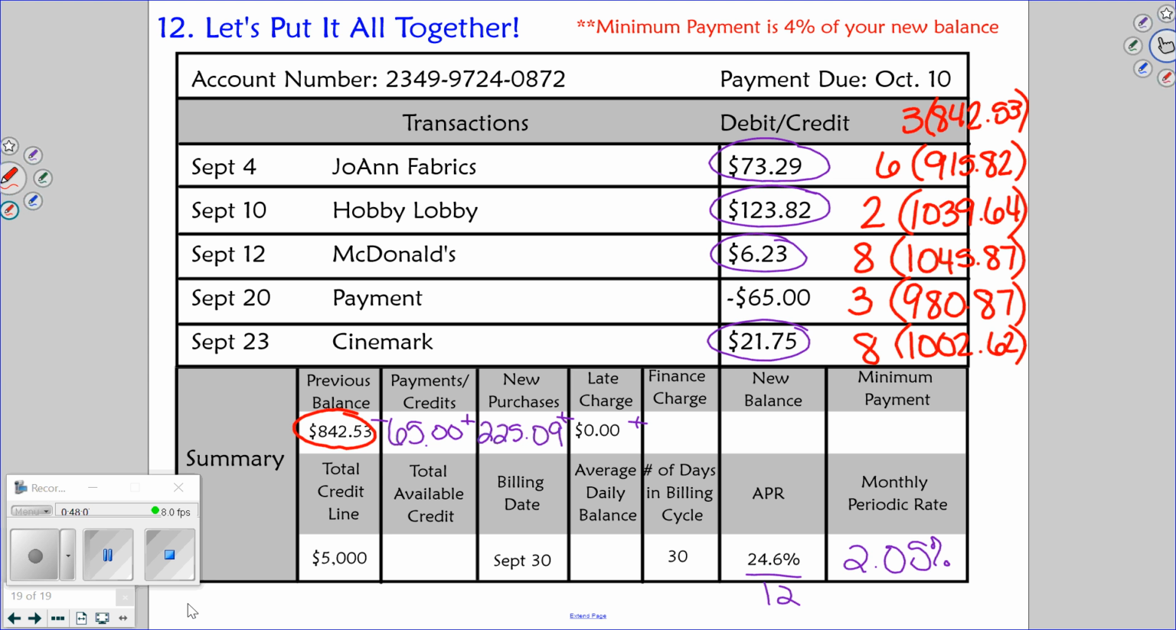Okay? So now it looks like what we did before. The hardest part is figuring that out. I highly recommend you count on your fingers. I still do it. And I'm good at math, and I still count on my fingers for this stuff just to make sure I'm not losing a day in there. All right, so go ahead and calculate for me. We multiply and add all the way through there. So 3 times 842.53 plus 6 times 915.82 plus, and keep on going all the way through.